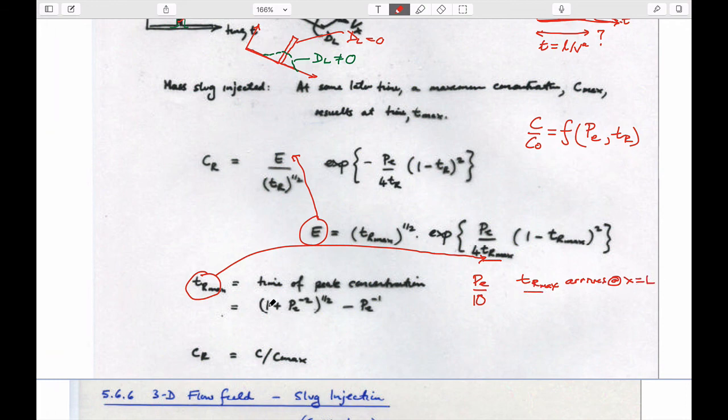So what that would be, this would be 1, so 1 over 10 squared is a hundredth, so this would be 1.01 square root, which is about 1, minus 1 over the Peclet number, which is a tenth, so this would be about 0.9.